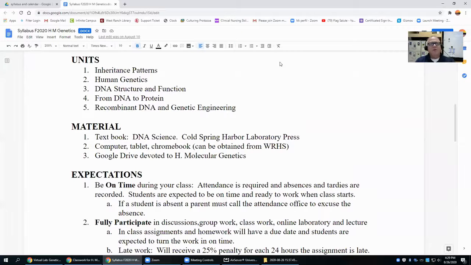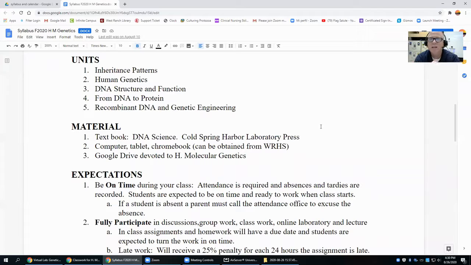I want to highlight a few important parts of the syllabus that I went over already with your students. So our units are right there. After we finish inheritance patterns, just tomorrow we're going to start finishing that. We'll go to human genetics, and that'll be pedigrees and diseases and things passed on from generation to generation that we can study in humans. Then we'll start focusing in just on the molecule of DNA and how it functions and how it produces a protein. And then finally, the most exciting part is how recombinant DNA and genetic engineering works.